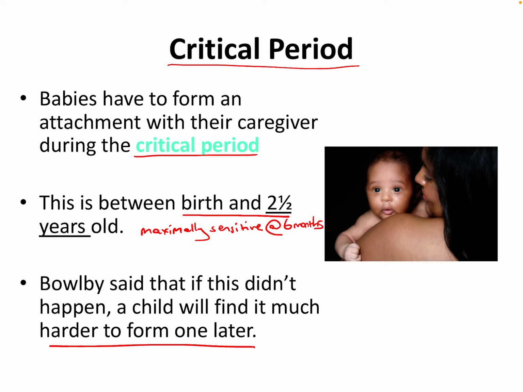And if they don't form an attachment by 2.5 years, between 6 months and 2.5 years, then there's going to be consequences socially, emotionally, intellectually, physically. And we'll look at that more in his next theory, in Bowlby's theory of maternal deprivation. So the critical period, just like in goslings, also exists in humans according to Bowlby's theory.